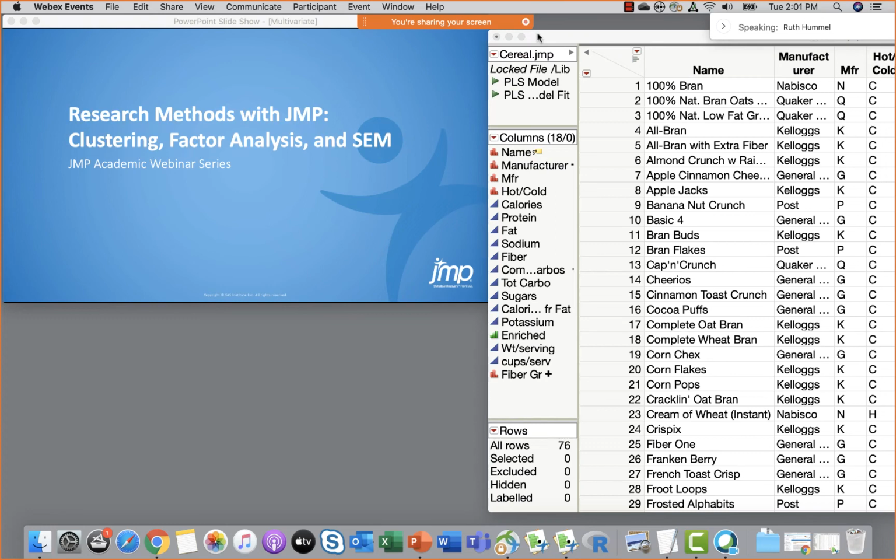So this topic that we're covering today is research methods with JMP. We're going to cover some clustering, some factor analysis in the process, some principal components analysis, and then toward the end, some confirmatory factor analysis and structural equation models.